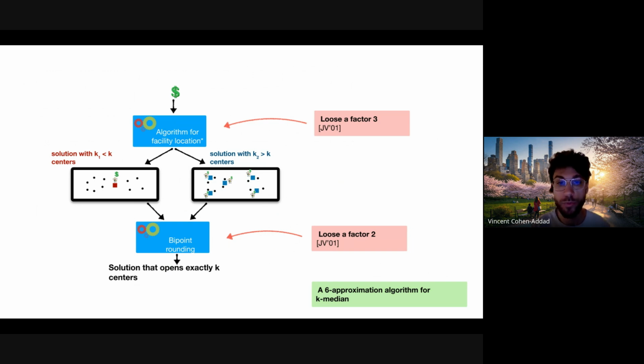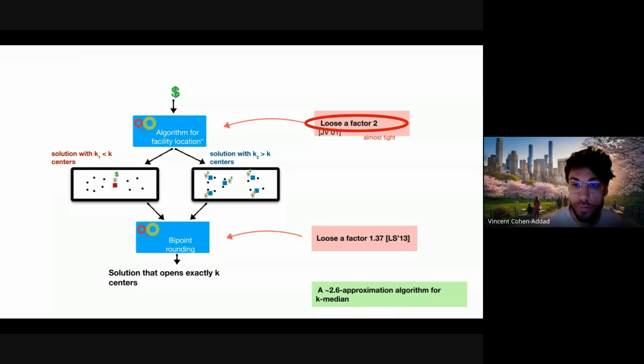Through that process, you will first run a 3 approximation to obtain a Lagrangian multiplier preserving solution for facility location. Then you will use this bipoint rounding and lose another factor 2, and that will give you a 6 approximation for K-median. Of course, there was a lot of work on this approach, and one could indeed improve that further. More people worked on it, and they managed to push the Lagrangian multiplier preserving solution for facility location down to a factor 2, which is almost tight, because the best one can hope for in that context is 1.73, and then push down the bipoint rounding to something tiny, 1.3 or something, and then one can go down to roughly 2.6.